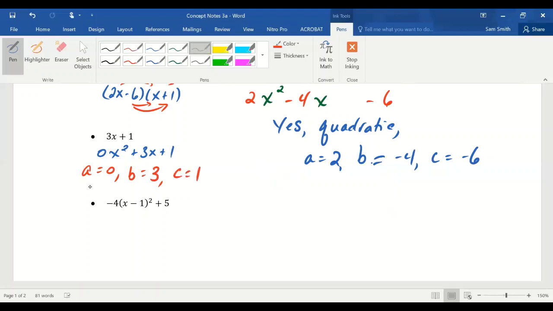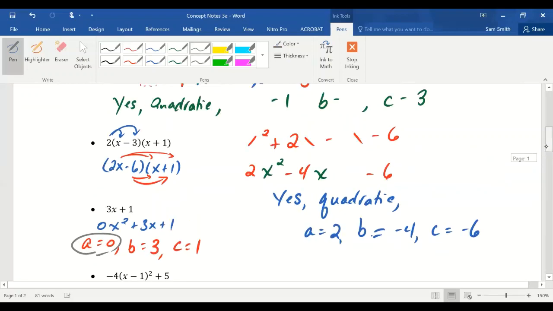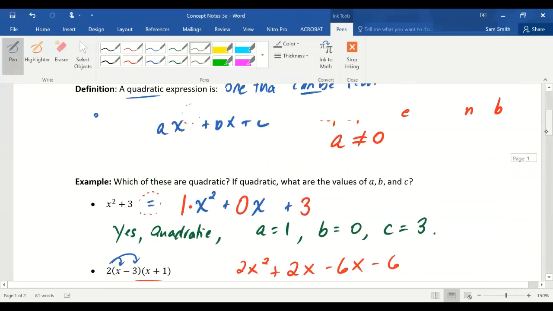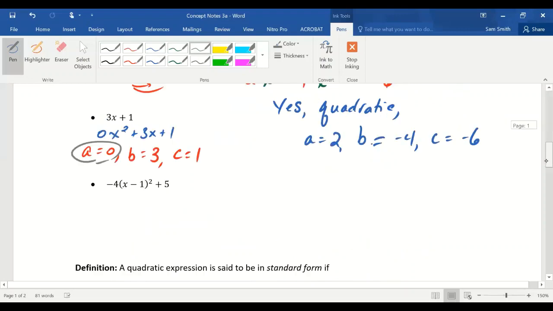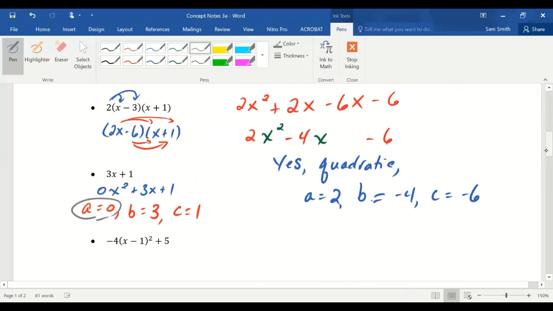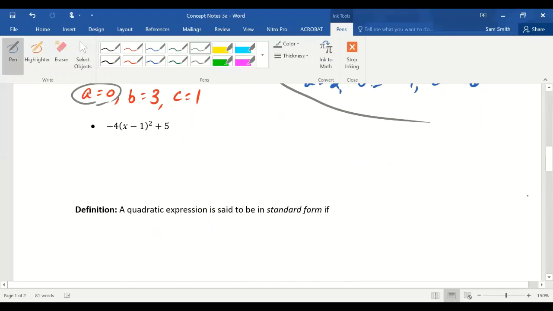But there's a problem here in the front. If a is 0, and I look back at the definition, I get a problem because for a quadratic expression, a is supposed to be non-zero. So this term, really, no matter how you rewrite or try and be tricky, this is not quadratic. I'll just put not for short. Not quadratic.